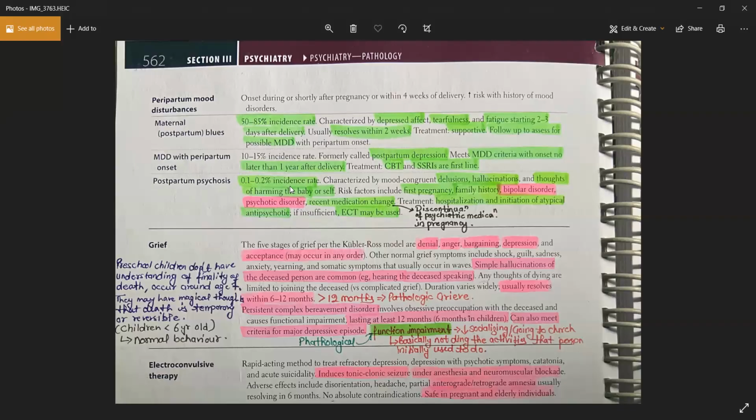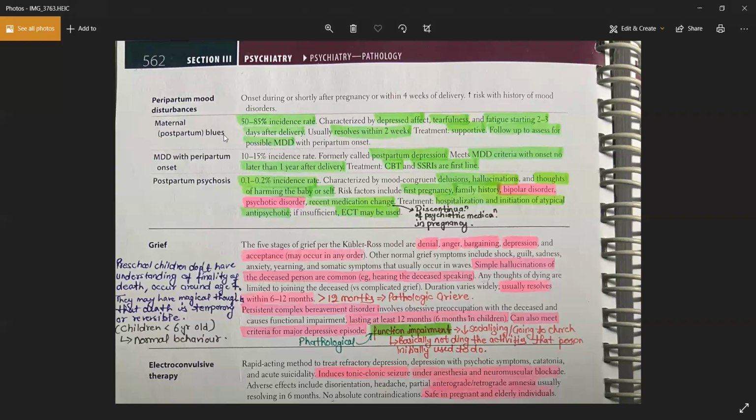Any doubt? No, thank you. So please note, before 2 weeks, it is just postpartum blues. Whenever patients tell you they're having depression, tearfulness, and fatigue soon after the birth, before 2 weeks, what would you tell them? Or what would you do? Would you prescribe a drug or something?